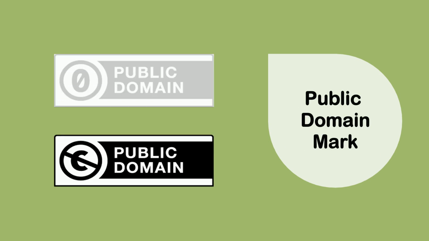The public domain mark, identified by a cross-through copyright symbol or by PDM, is used to label works that are known to be free of copyright restrictions. This marking informs users of the public domain status of the work.